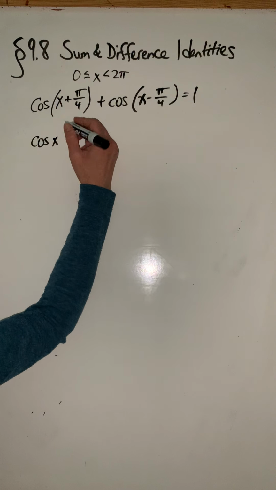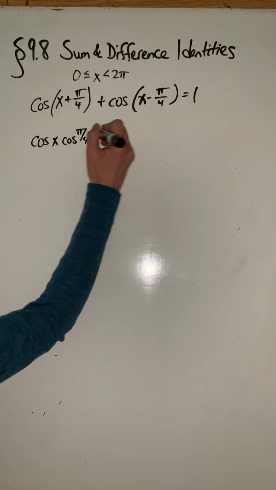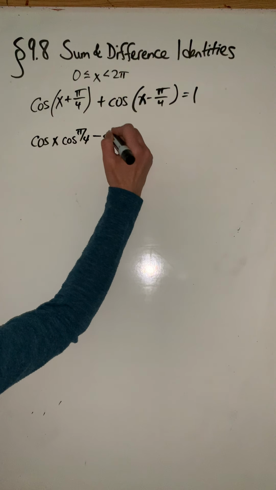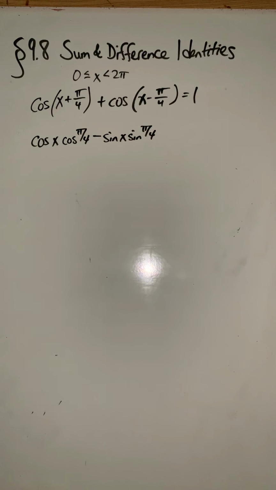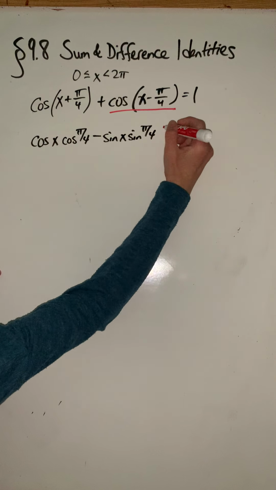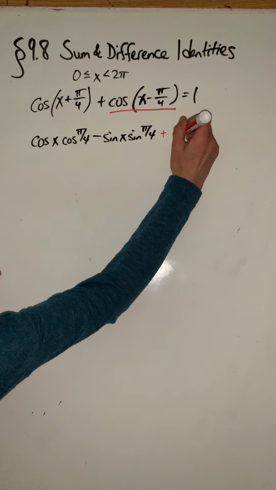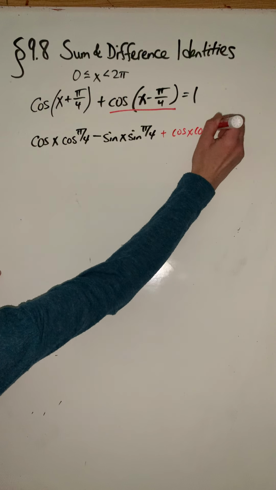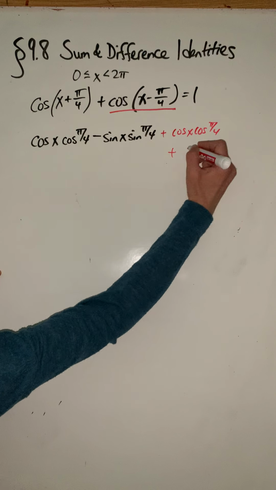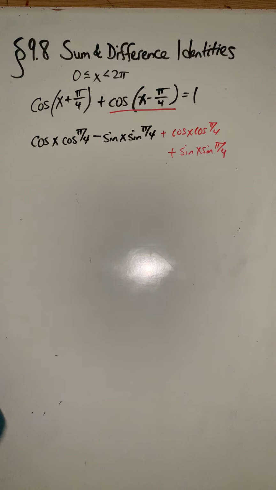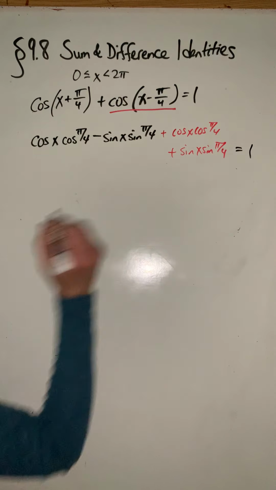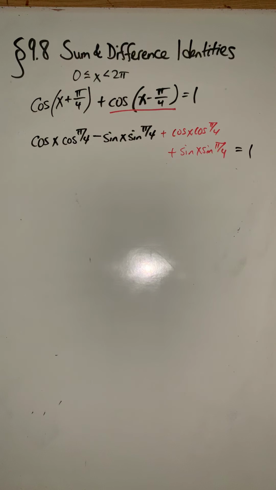Okay, so cosine of x times the cosine of pi over 4 minus, because remember these are opposite, sine x sine pi over 4. Well, I definitely don't have enough room on my board for this one, do I? All right, and then when I expand this one, this is going to become the cosine of x times the cosine of pi over 4, and I have to put that underneath here, plus the sine of x times the sine of pi over 4. And that is still equal to 1. Okay, so far so good. So all we did was use our identity to expand each of those expressions.